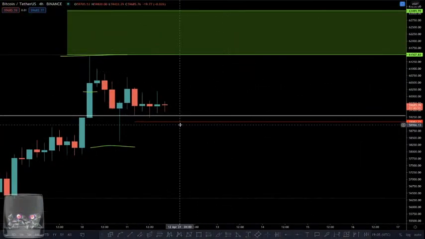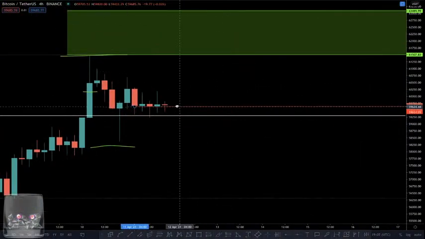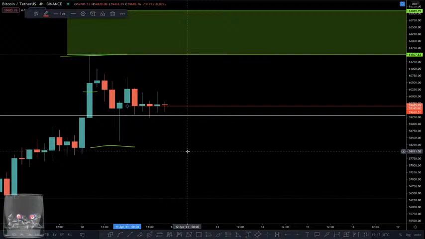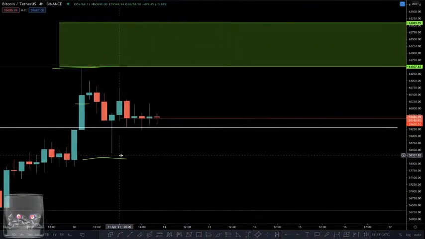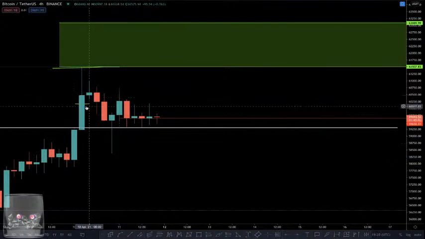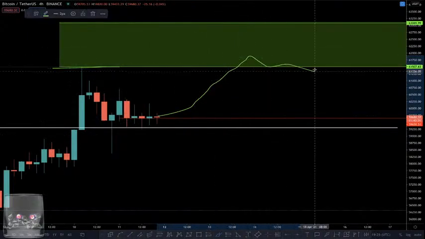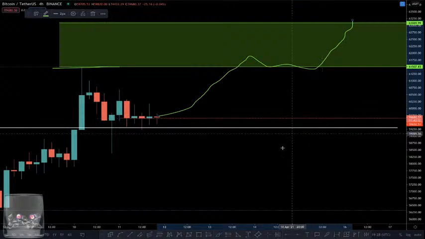Okay, so let's see what we got here. What's really nice is the way you're holding this level here. That level at 59.68, basically 59.7, is holding really nice. We love to see that. If we're looking for targets again, in the 61.5 to 63k range on Bitcoin.